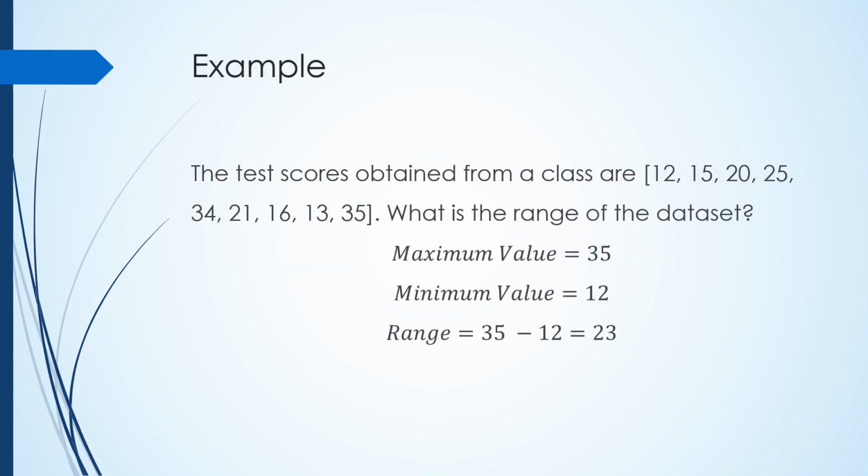Let's look at this example. The test scores obtained from a class are 12, 15, 20, 25, 34, 21, 16, 13, and 35. What is the range of the dataset? First, we identify our max and min values, which are 35 and 12 respectively in this case. Then we find the difference, which is 23, and that is the range of the dataset.